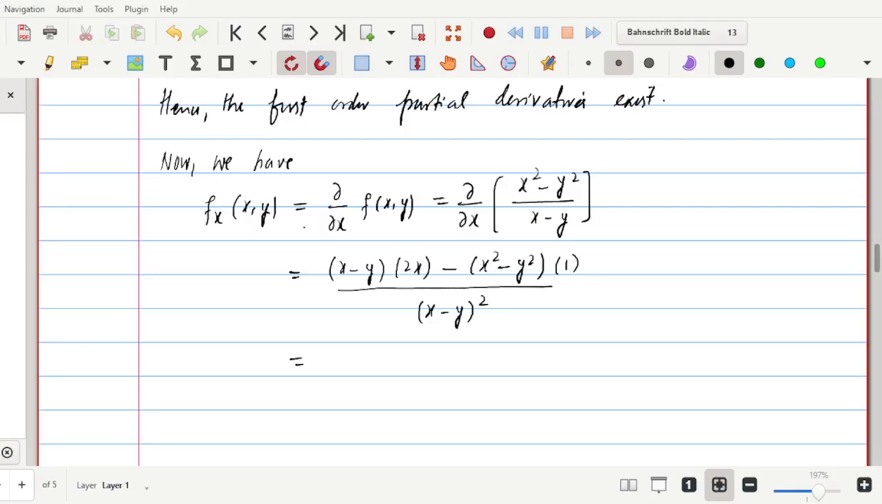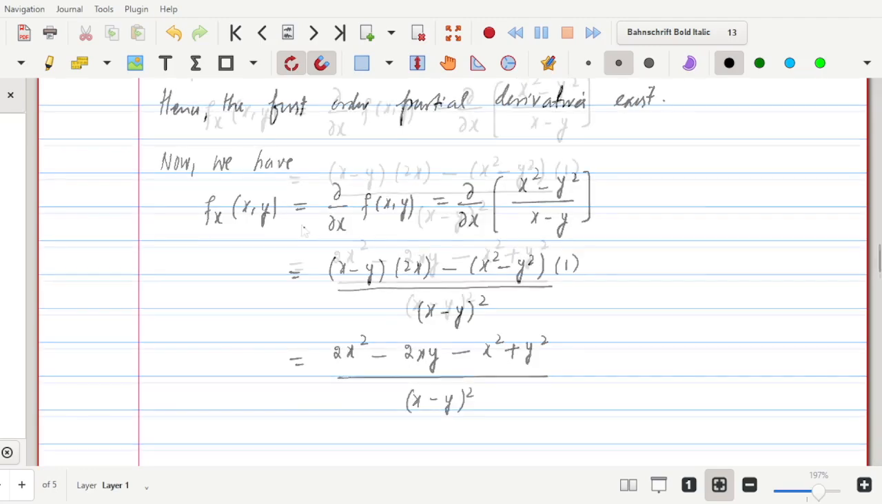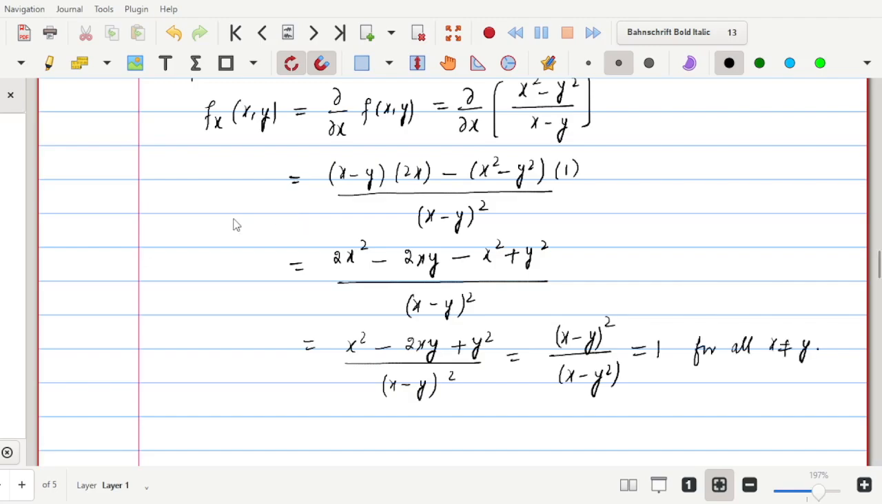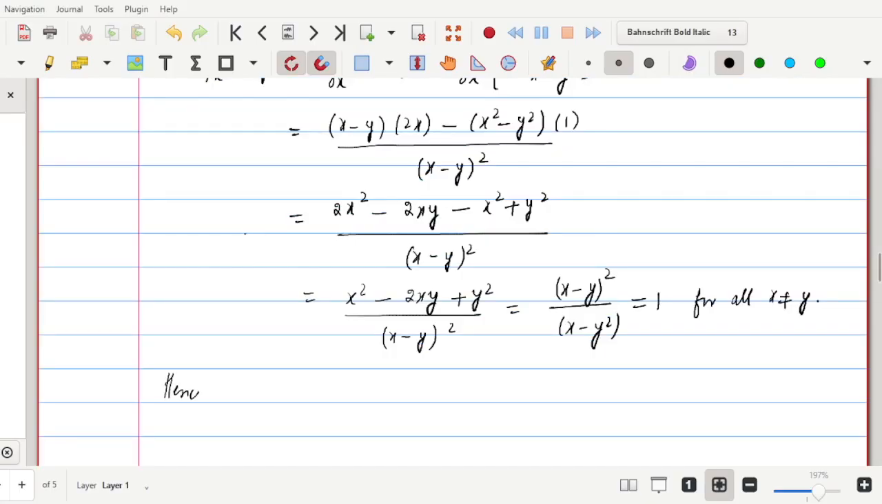So this is equal to 2x square minus 2xy minus x square plus y square whole divided by x minus y whole square. So this is equal now 2x square minus x square, this becomes x square minus 2xy plus y square whole divided by x minus y whole square. So therefore this is equal to x minus y whole square in the numerator divided by x minus y whole square, which you can clearly see is equal to 1 for all x not equal to y. So therefore in particular, fx at 1 comma minus 1 is equal to 1.